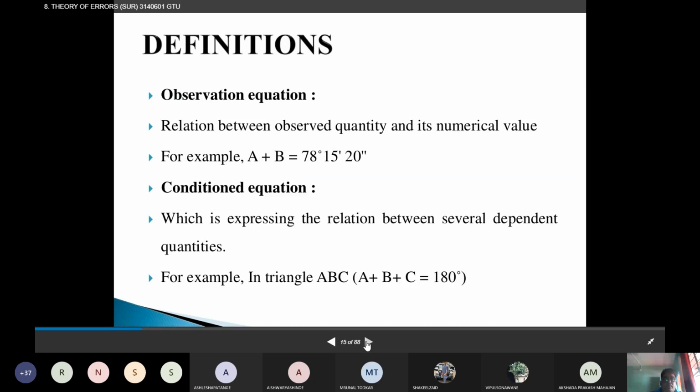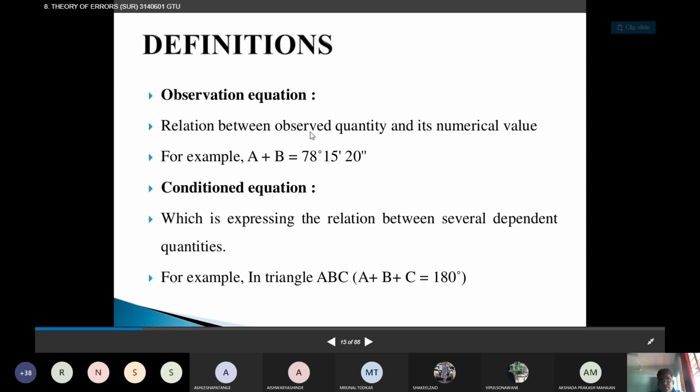Then the observation equation. What do you mean by the observation equation? That is the relation between the observed quantity and its numerical value. For example, the observation equation A + B = 78 degrees 15 minutes 20 seconds. This is one example.